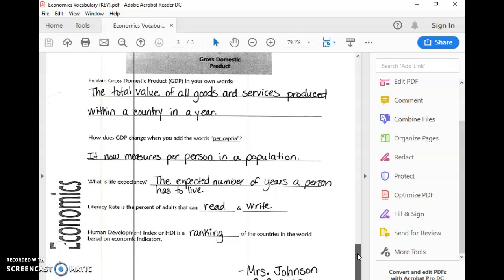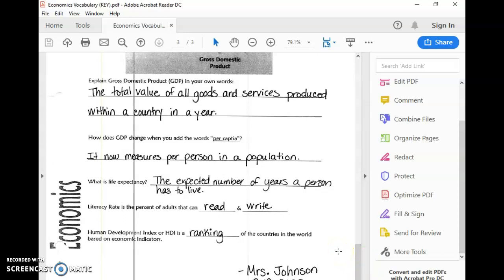What is life expectancy? It is the expected number of years a person has to live. Literacy rate is the percentage of adults that can read and write. Human Development Index, or HDI, is a ranking of the countries in the world based on economic indicators.